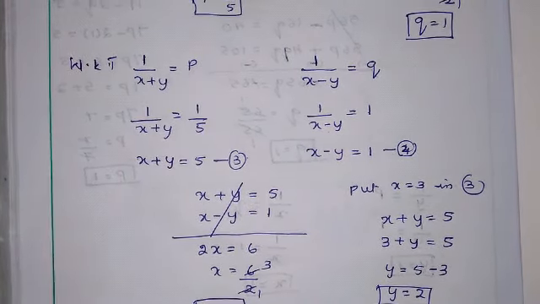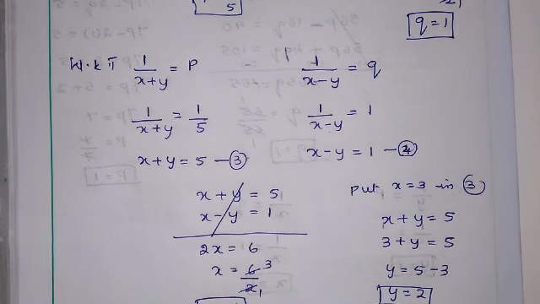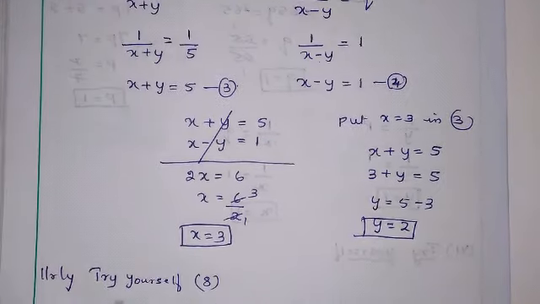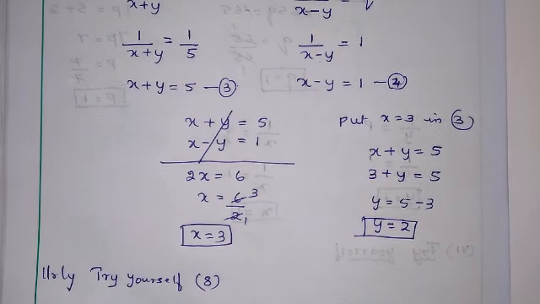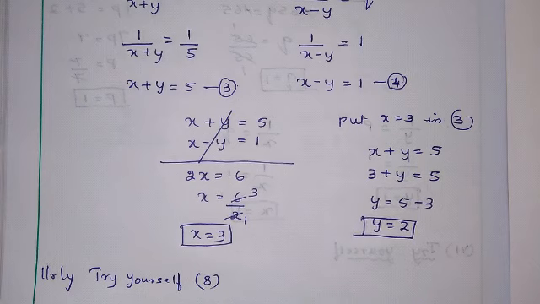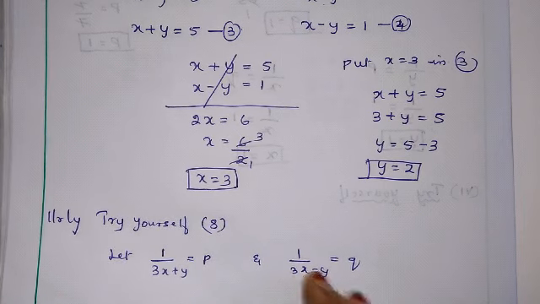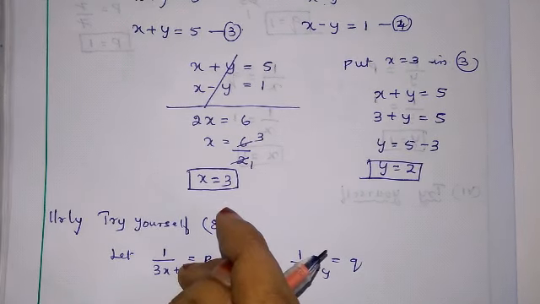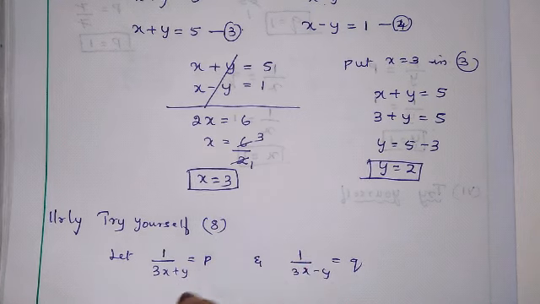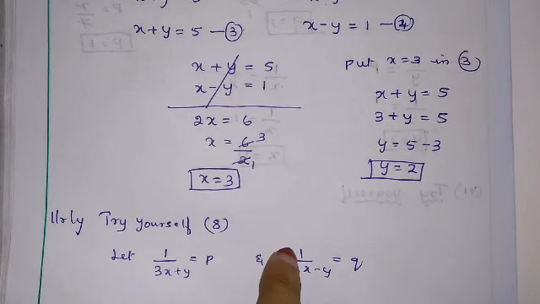Similarly, you have to do the 8th problem. Try it yourself. The 8th one, how will it be? What you have to take: let 1 by 3x plus y is equal to p, and 1 by 3x minus y is equal to q. In the 8th problem, you have to take this. Instead of the 7th one, where I took 1 by x plus y, now here it is 3x plus y. Exactly the same way you have to do it.